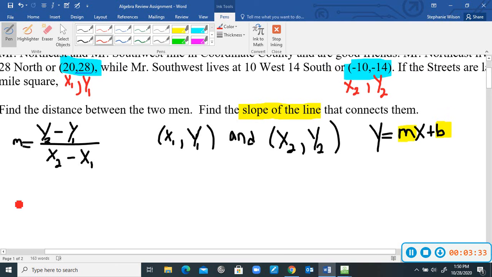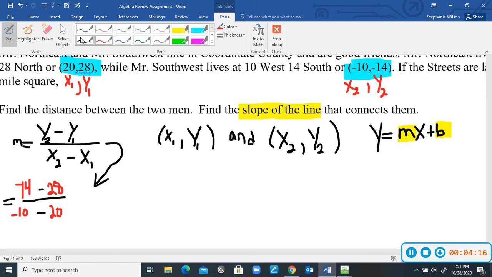Let's scroll down just a little bit. So I'm going to take this one and I'm going to solve right here. So this is going to equal, again, a change in y divided by change in x. My change in y is going to be y2 first. So y2 is negative 14. And then my y1 is a positive 28. Now let's do the x values. My x2 is negative 10. And my x1 is 20.